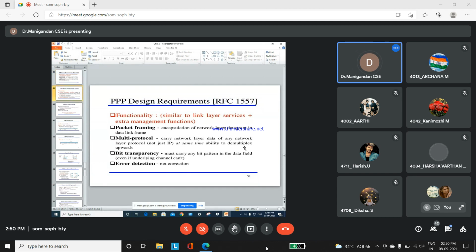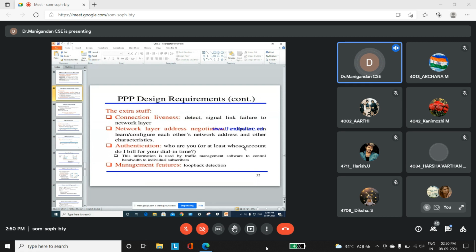Next, this is a continuation of the previous slide, with the extra features. Connection liveness means signaling link failure to the network layer. Network layer address negotiation means endpoints can learn or configure each other's network address and other characteristics. Other characteristics means what? Based upon the network process, data can be shared from one source to another.